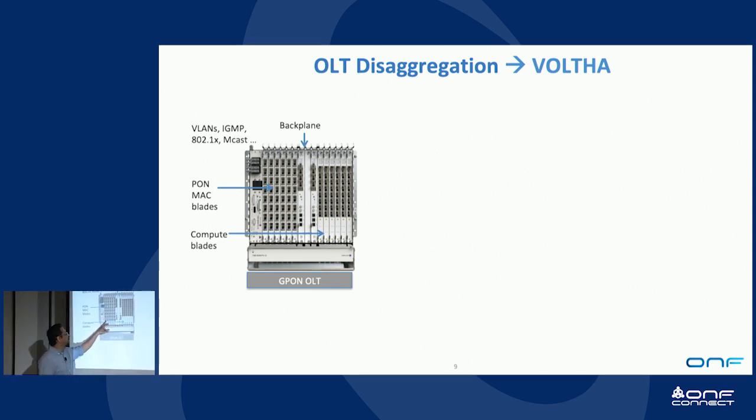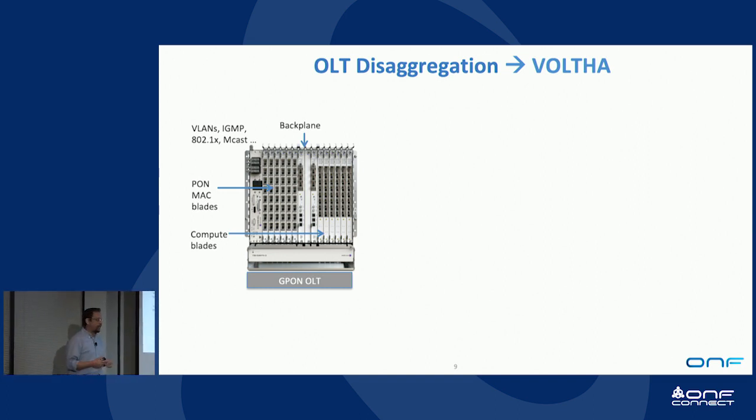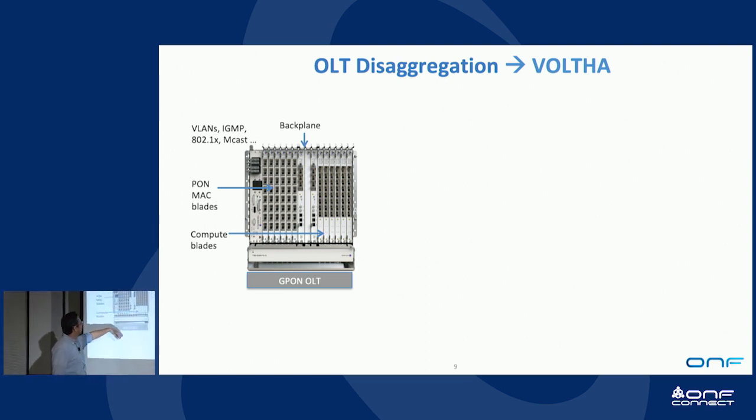So each of these over here are essentially going out to a separate PON and a separate set of end users. So you have these PON MAC blades, and then you have other compute blades for the software that is running on that box. All of these blades are tied together with a backplane, and as I said, the features that are necessary in the PON are then implemented in this.